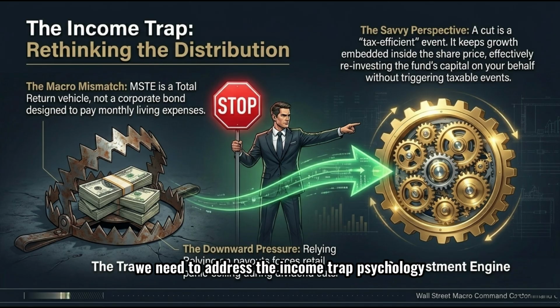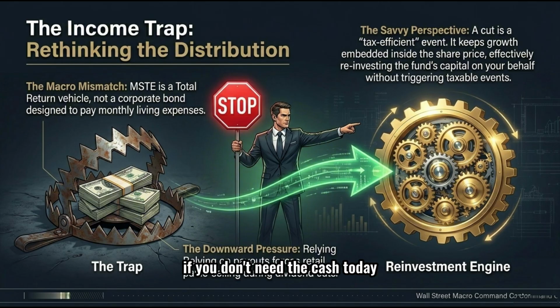We need to address the income trap psychology. Many retail investors use these funds to pay their bills, which is a macro mismatch. MSTE is a total return vehicle with a distribution wrapper. It is not a corporate bond. When the dividend gets cut, these investors are forced to sell, creating downward pressure. But for the savvy investor, a cut is actually a tax-efficient event, as it keeps more growth inside the share price rather than forcing a taxable distribution.